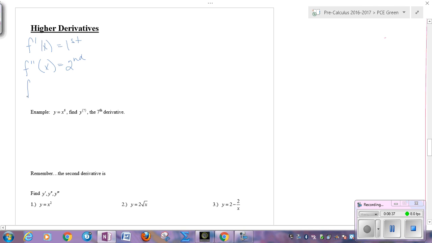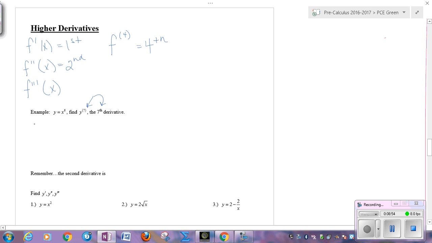Now this continues on until you get to 4. So 3 is the only one that you'll see. That's the highest you'll see with prime. Then they're going to raise it to the 4th. So this would be the 4th derivative. So this y to the 7th, that's your 7th derivative.